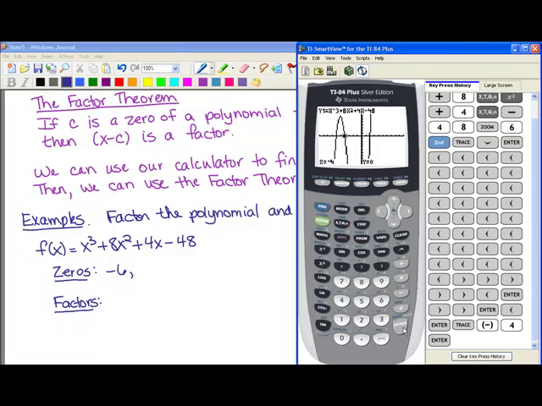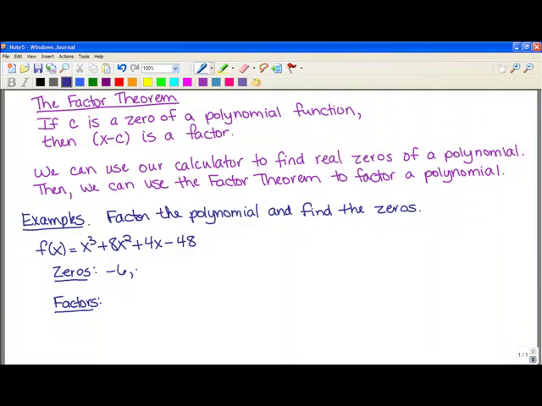Press enter. And it moves the cursor over to -4. And you see that the y value is 0. This verifies that -4 is a zero of the function. The y value must equal 0 in order for it to be a zero. Alright, so the other one is -4.